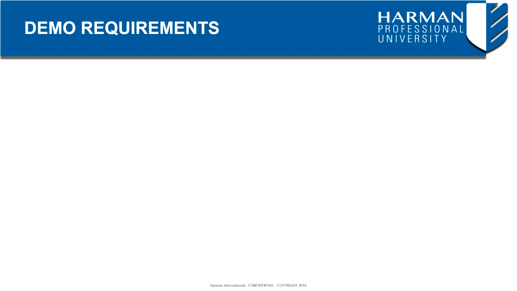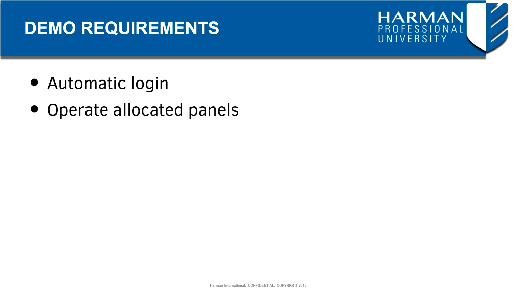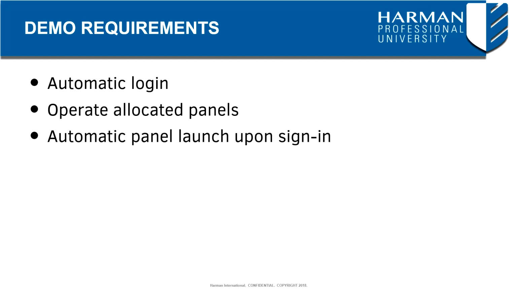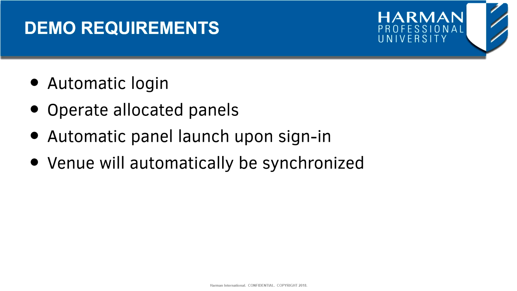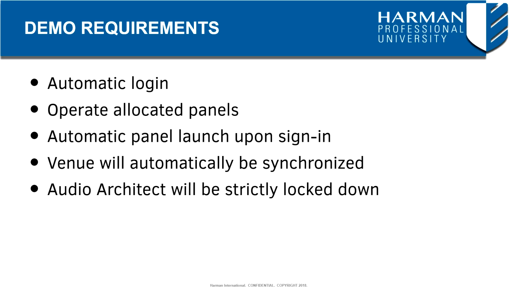to demonstrate how access control can be utilized to limit User 1's access to the venue according to the following guidelines. User 1 will automatically be logged in when the venue file is launched. User 1 will be permitted to operate both custom panels, welcome, and basic room controls. The welcome panel will automatically launch when User 1 is logged in. The venue file will automatically be synchronized. User 1 will not be permitted to interact with any other part of Audio Architect. They are only being granted access to the custom panels.